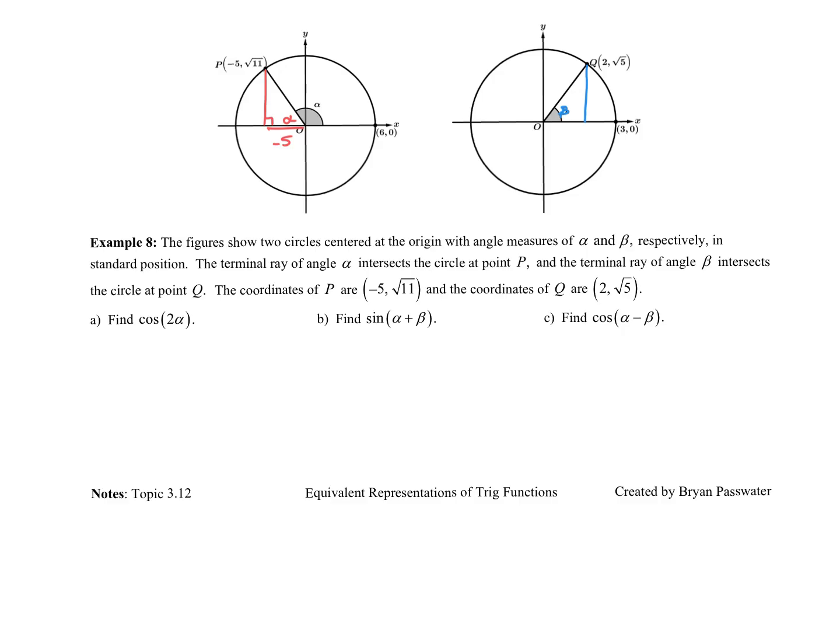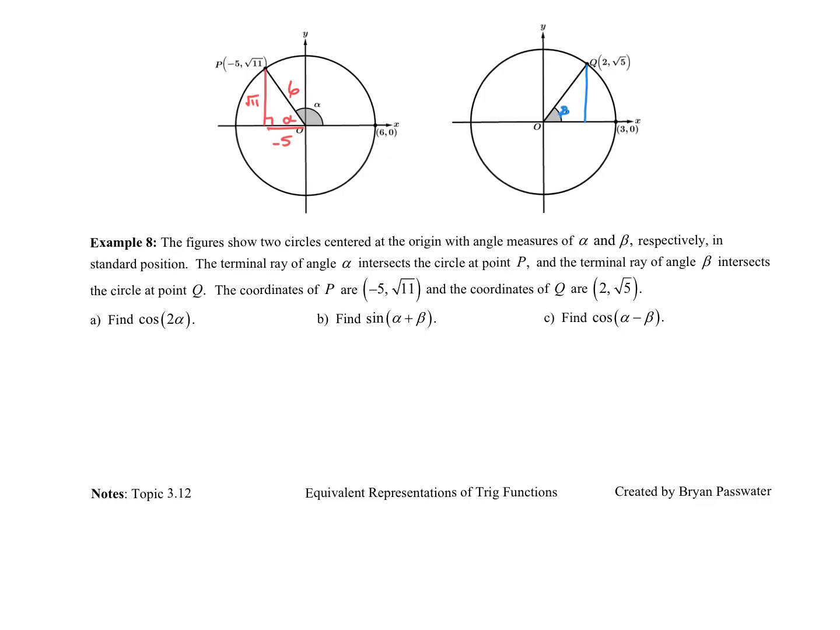-5. And so I kind of like to look at it right there. And so then my y value would be what? Square root of 11. And then my hypotenuse is 6. All right. If it didn't give us our radius, what could we have used? Pythagorean theorem. All right. But it gave it to us, so we might as well use it.